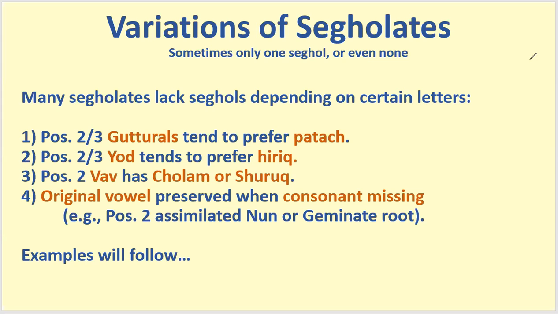Also, you will get some segolates that will preserve their original vowel if one of the consonants is missing. For example, if the second root letter is a nun and it went missing, or if it's a geminate root. I'll show you some examples, don't worry.